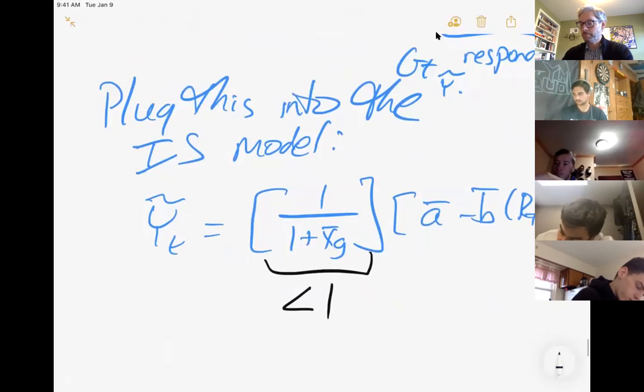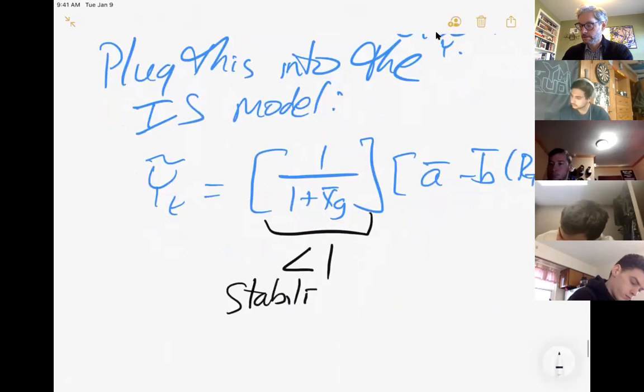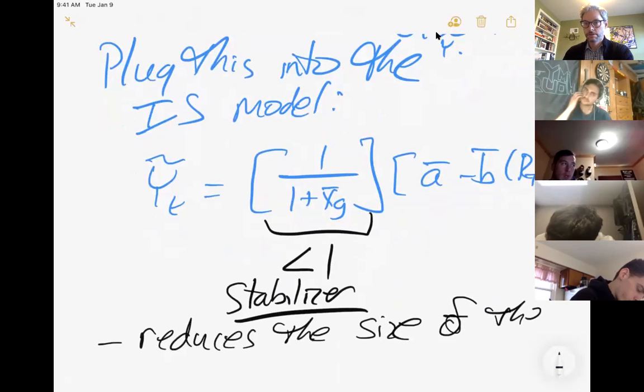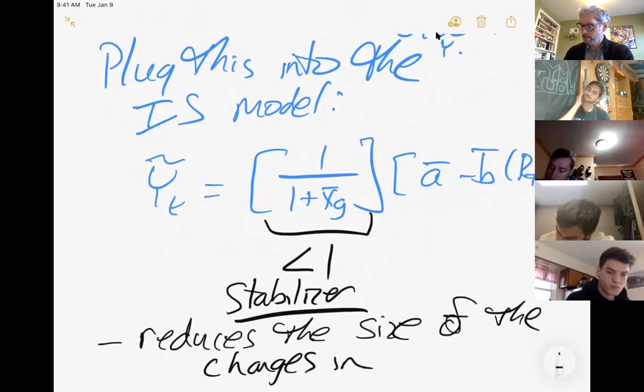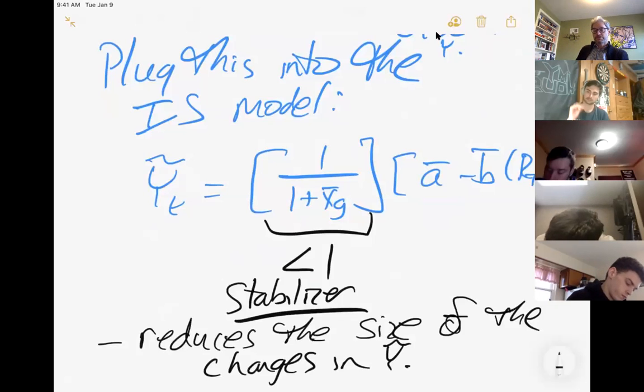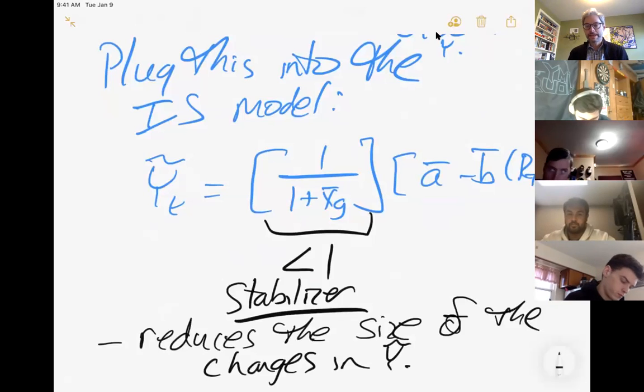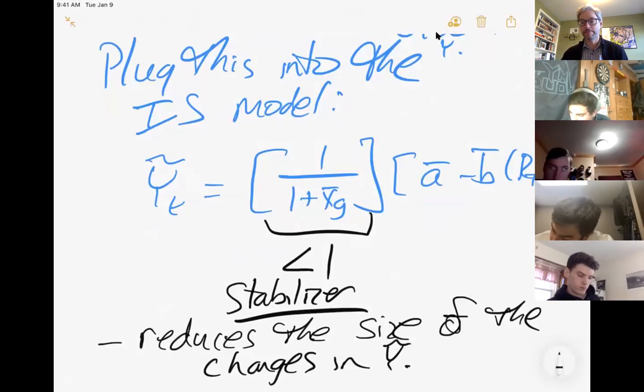This is no longer a multiplier. It's a stabilizer. That minimizes or reduces the size of the changes in short-run output. So just like we can have multipliers, we can also have stabilizers. So think about how this stabilizer works.